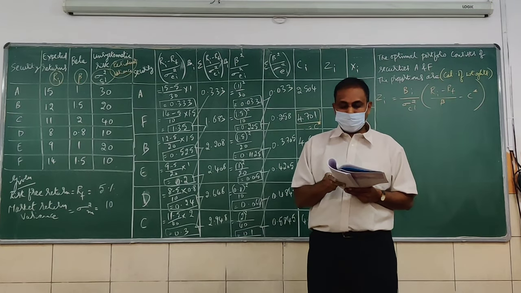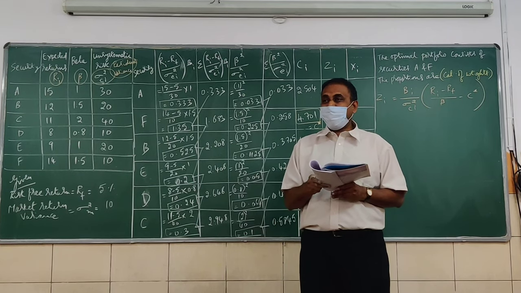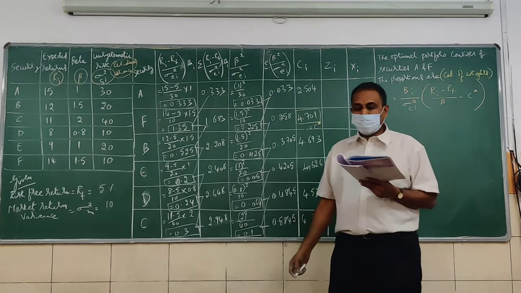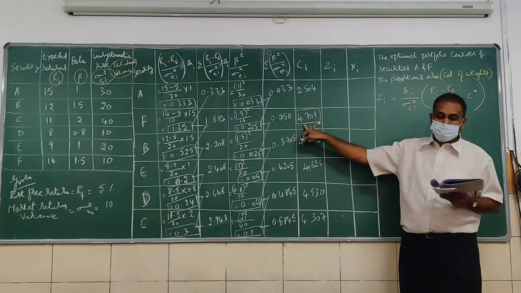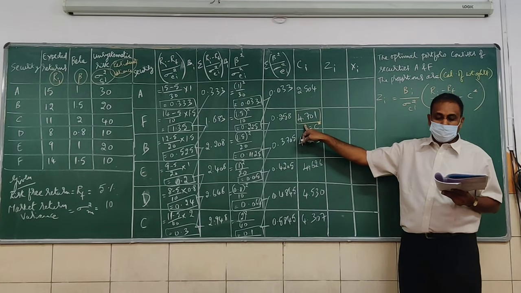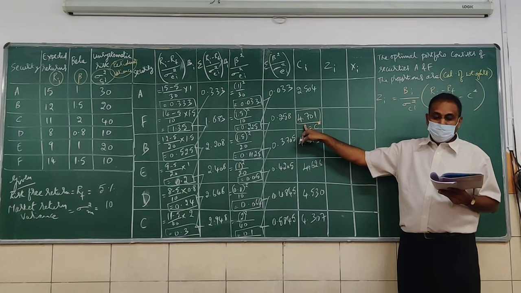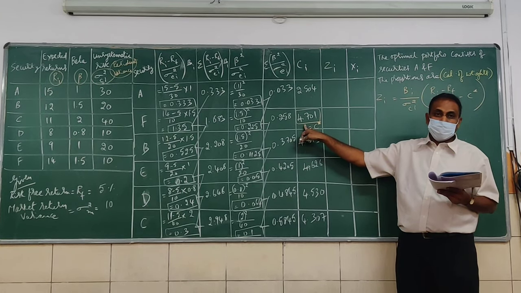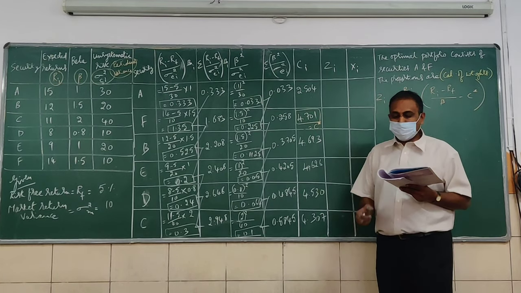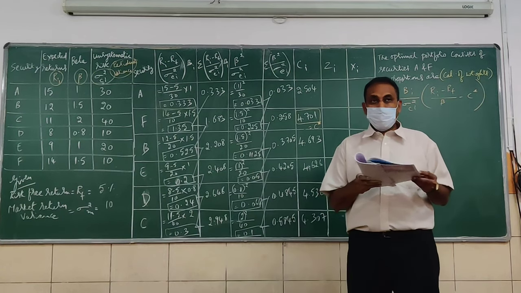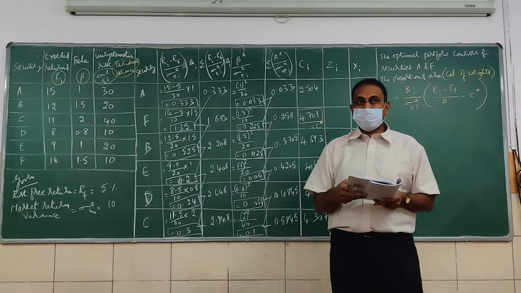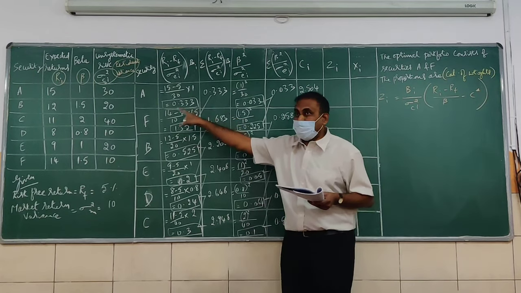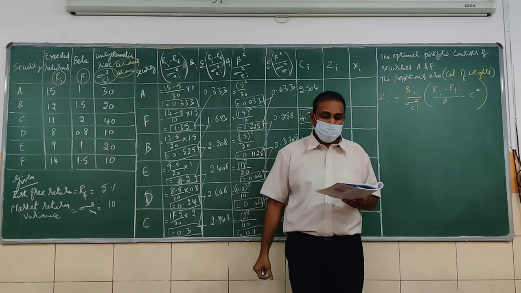Hence, here the cutoff rate is 4.701. Therefore, the first two securities are selected. That is, A and F, right there, A and F.